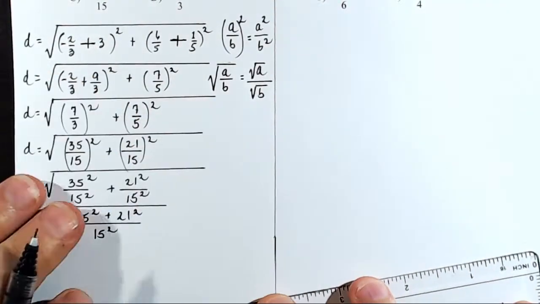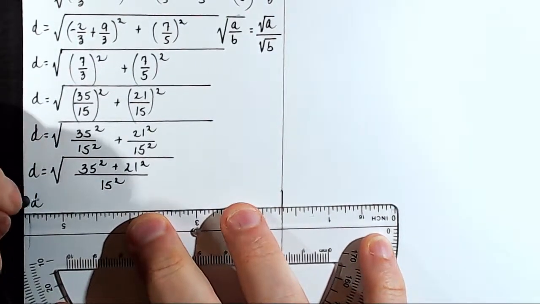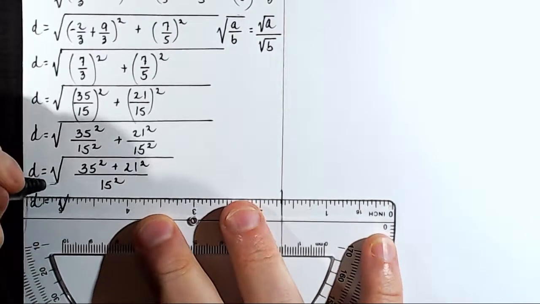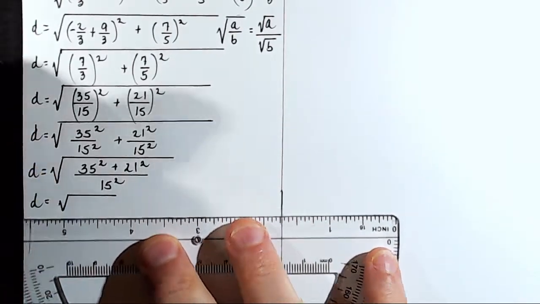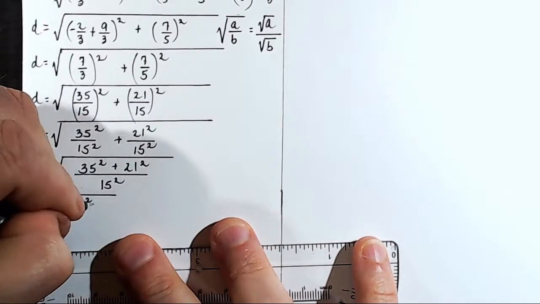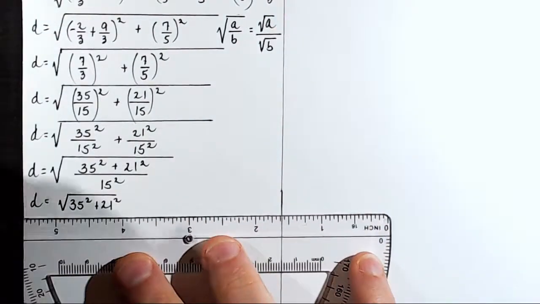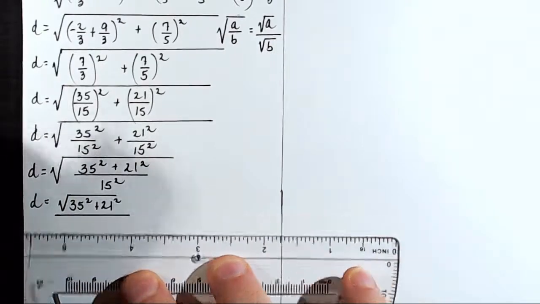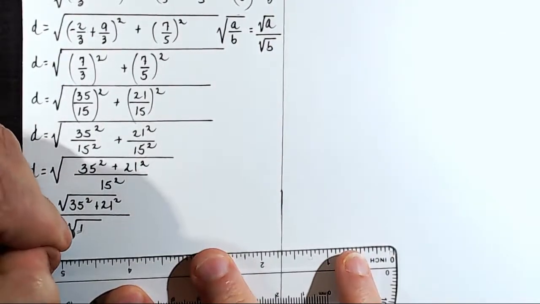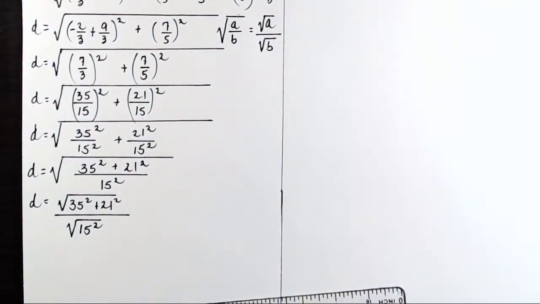I think I can write this step here. D equals, now I'll have two square roots. So the top square root will say 35 squared plus 21 squared, over the square root of 15 squared. Now I did that for a very specific reason.